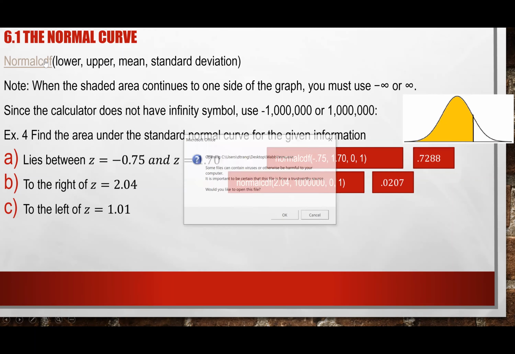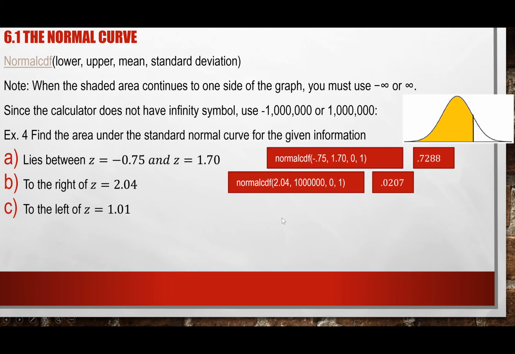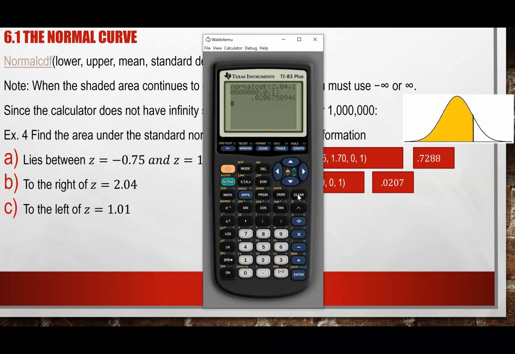So if you want to tell your calculator to calculate the item to the left, this is what you need to tell it, which is, again, what is your lower limit? Well, as you can see, this is some humongous negative number, right? So we just use negative 10,000 or a million. I just type in a bunch of zeros just to make sure, right? Again, negative 10 million, comma, what is my upper limit?